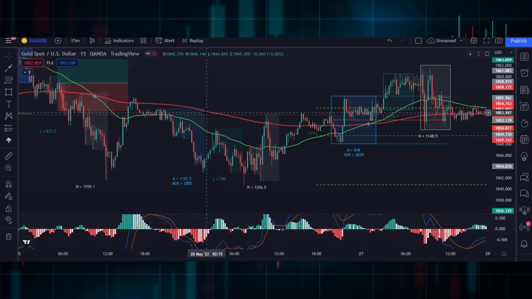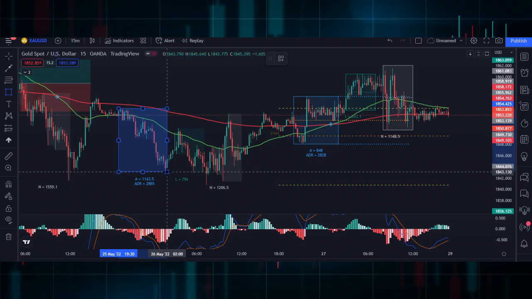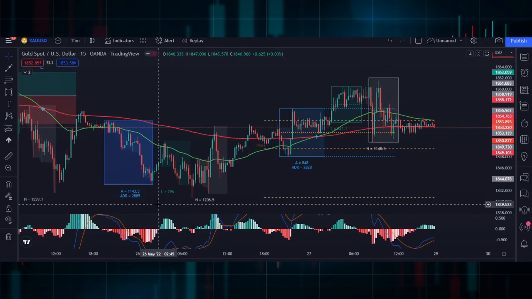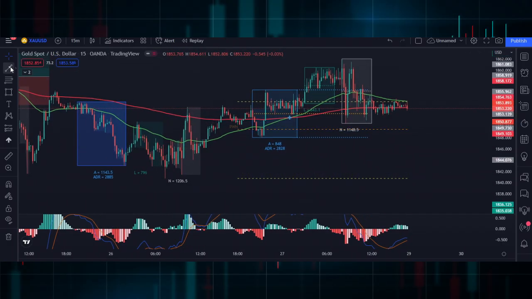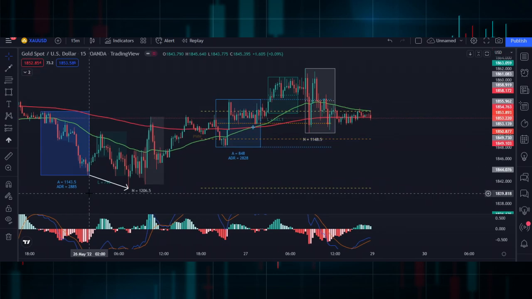Now coming in on May the 26th, we're looking for a sell because the 200 EMA is above the 50 EMA. So let's see if we get one. Draw out the Asian session box here. Sorry for the dogs in the background. As you can see, price fell below the Asian session box. So the only setup we can look for right here is an advanced sell setup.